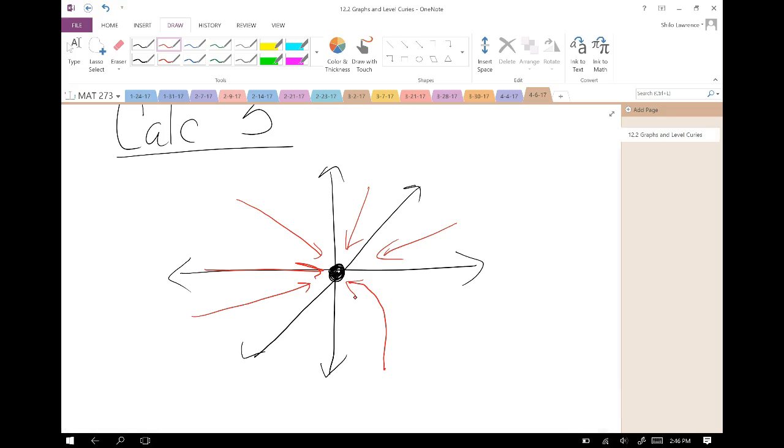These are all flat on the XY plane. All of those red arrows are flat on the XY plane, trying to approach 0, 0. We have to show that if our limit exists, then along all of those directions the limit is approaching the same value. That would be impossible because there are an infinite number of paths that approach 0, 0.